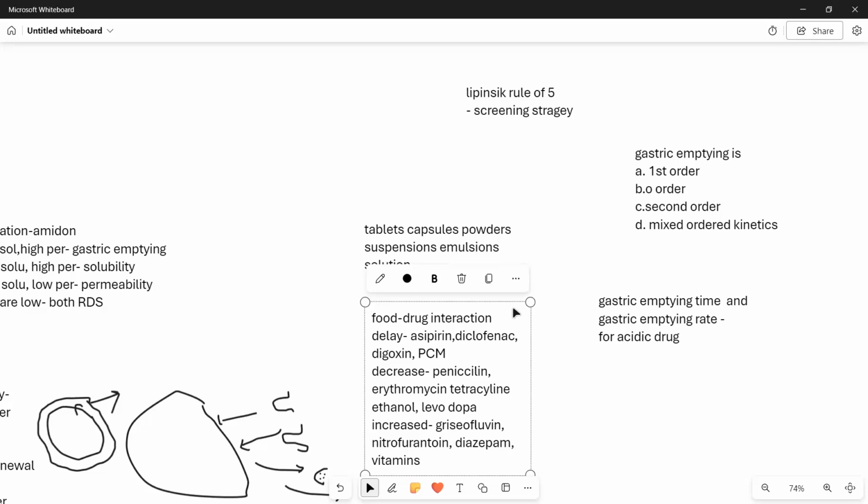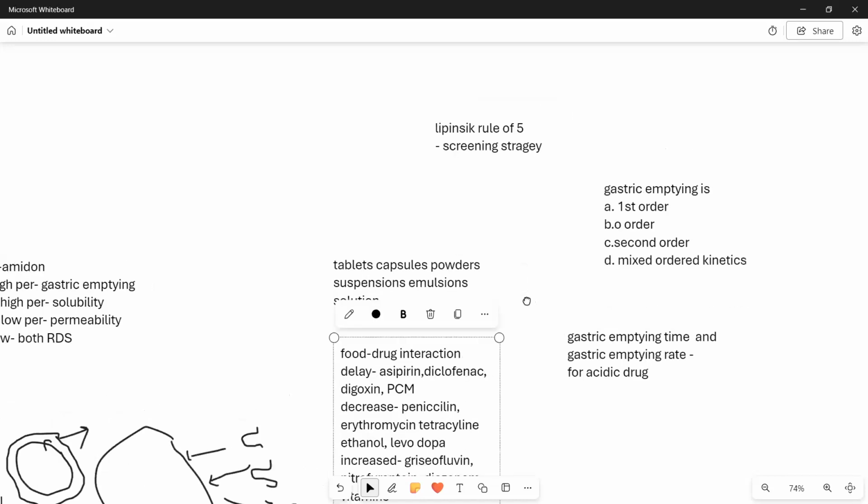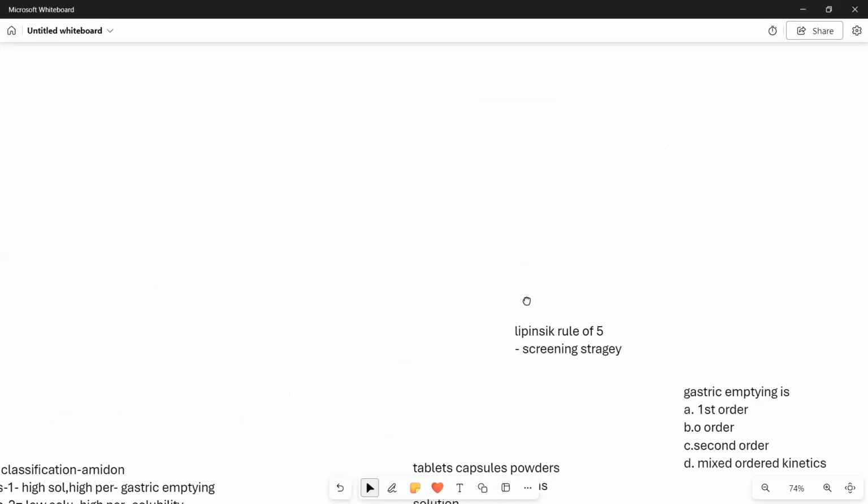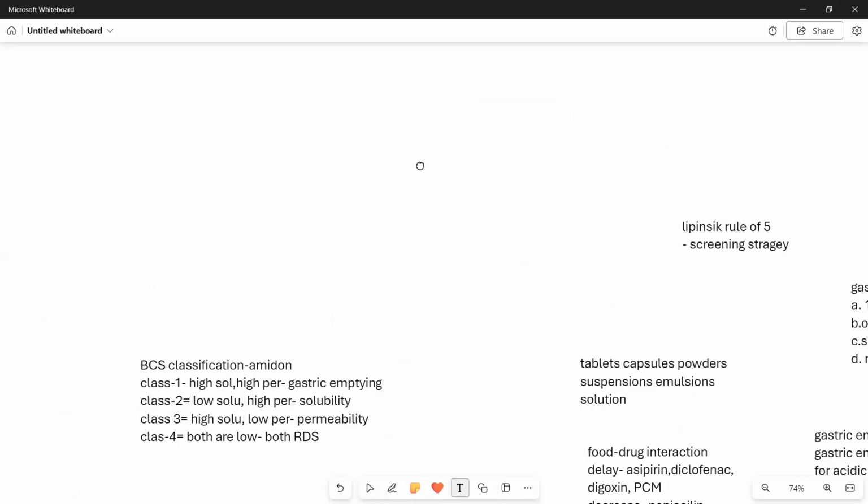Okay, so I have an MCQ for you guys. Mucin. Do you guys have any idea about mucin? Mucin is nothing but the mucus layer which is present in our intestine.